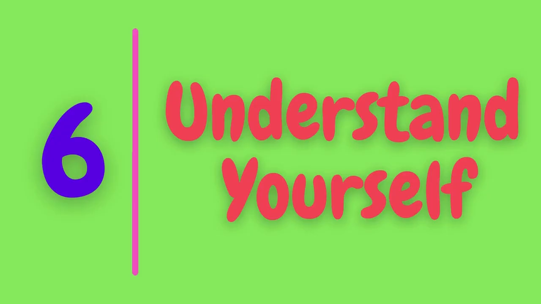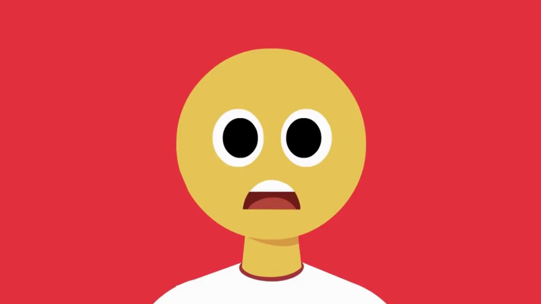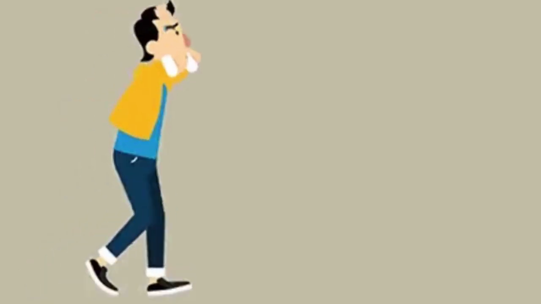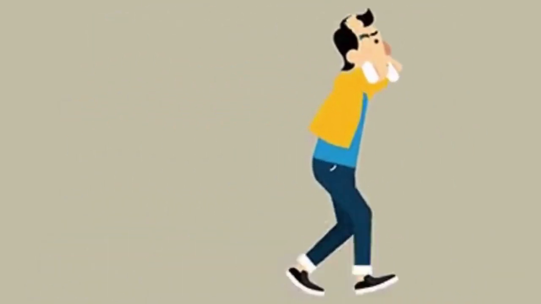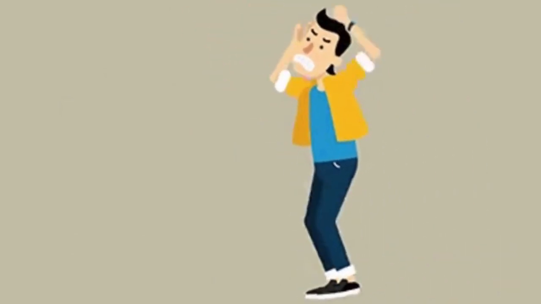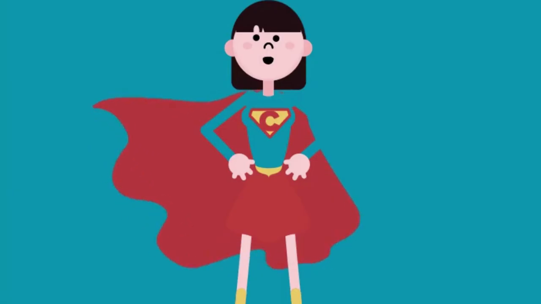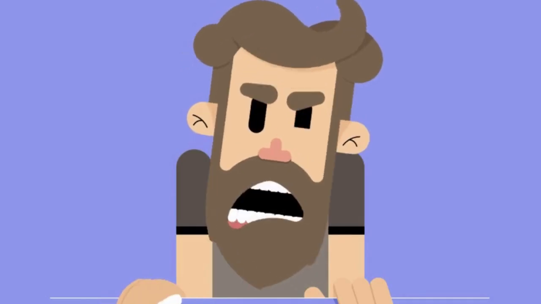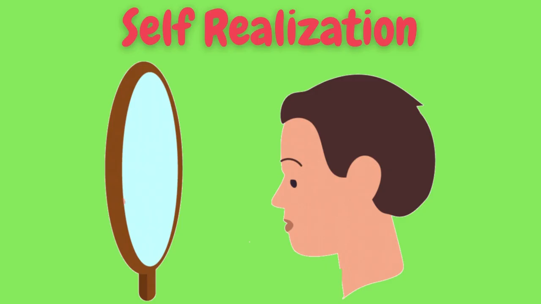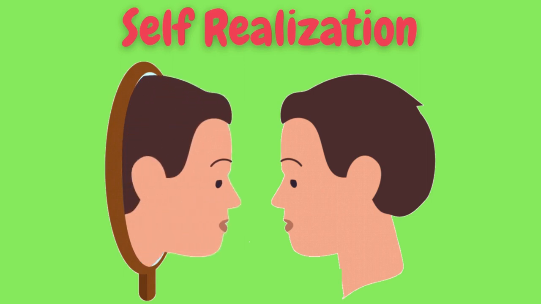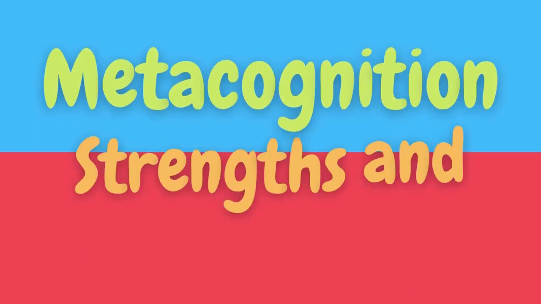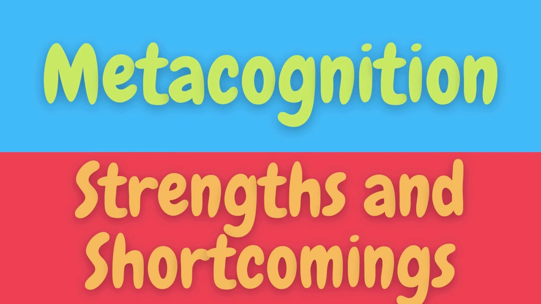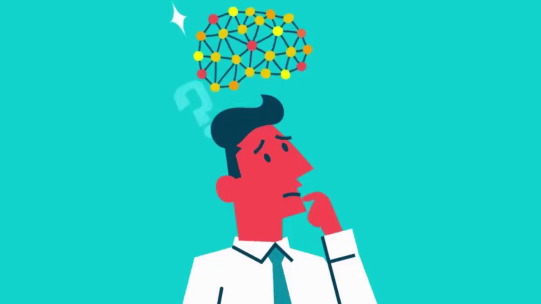Number 6. Understand yourself. You accept that you don't know everything. It is safe to say that you are able to distinguish your strengths and your shortcomings? Smart individuals are regularly seen as being overconfident, but really clever people realize that they don't know everything. Accepting that you don't know it all shows significant degrees of self-realization, just as metacognition. Highly intelligent individuals know their strengths and shortcomings, and also feel the urge to learn more.